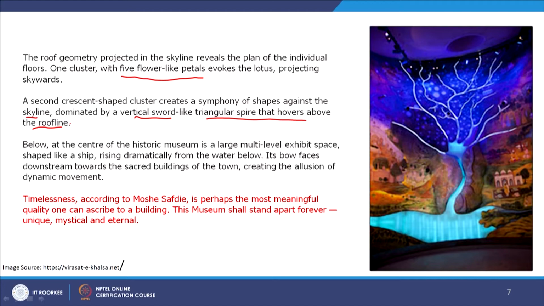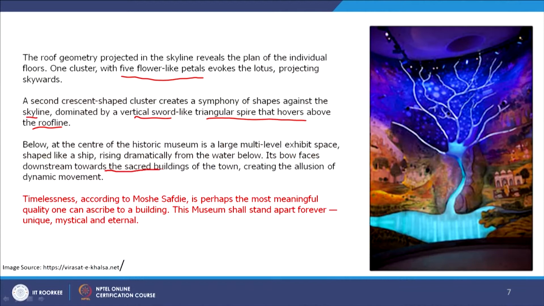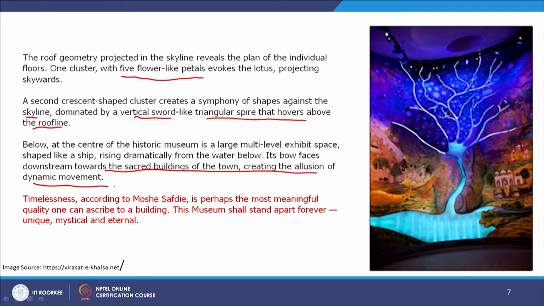Below, at the center of the historic museum, is a large multi-level exhibition space shaped like a ship rising dramatically from the water below. So when you are walking on the ramps, you'll see a huge body of water below. So you'll get an understanding of the river movements, because Punjab is known for its rivers and rich agricultural context. So it faces downstream towards the sacred buildings of the town, creating the illusion of dynamic movement. The whole environment was created with illusions to create a dynamic movement. And that's what Moshe Safdie talks about: the timelessness is perhaps the most meaningful quality one can ascribe to a building.